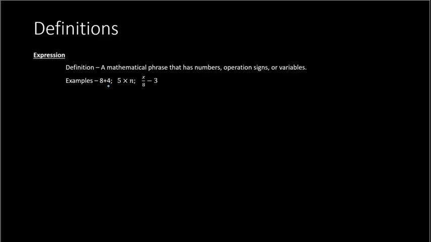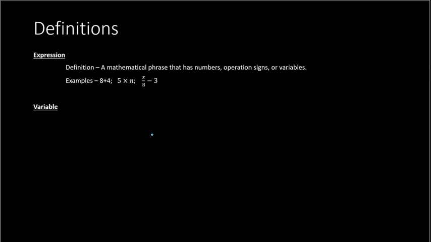Now, an expression in the math context would be a mathematical phrase that has numbers, operation signs, or variables. So for example, you have 8 plus 4, that is an expression. 5 times 9 is an expression. X divided by 8 minus 3 would also be an expression. For each of these, we have variables, which would be a letter. We have operations, like division or subtraction or multiplication or addition. Then we have numbers in there as well.